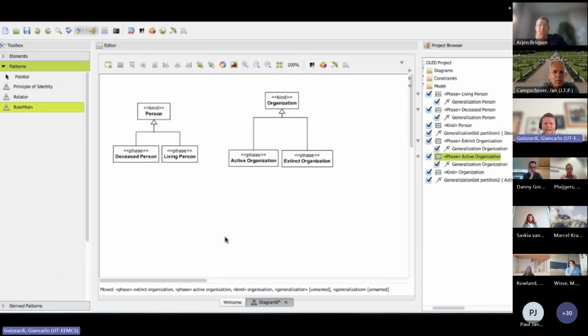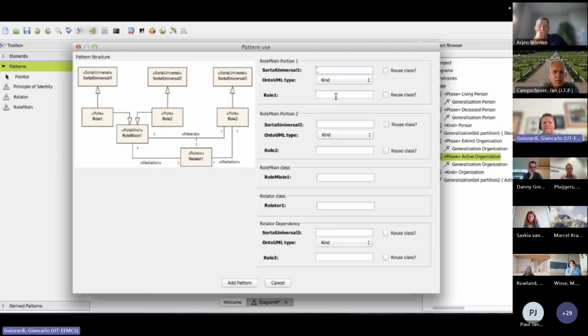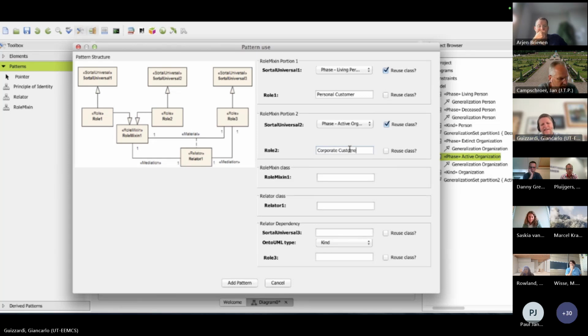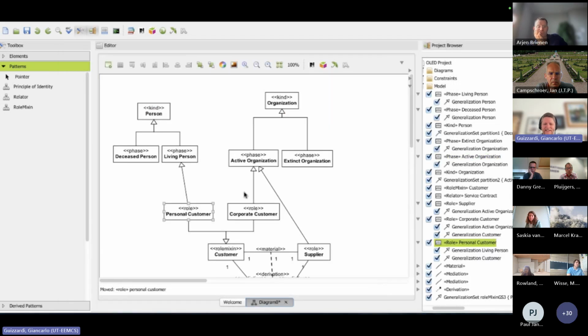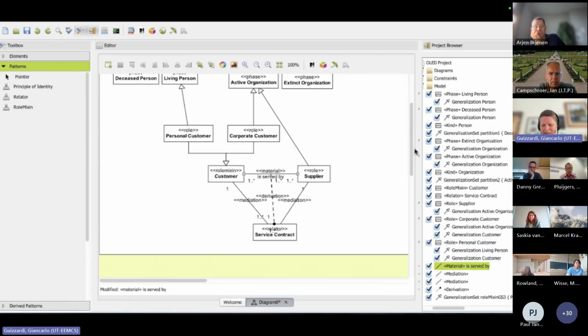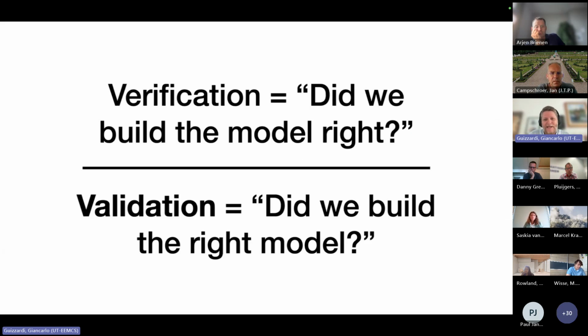And now for a more sophisticated pattern, you want to say that personal customer is a role played by living people. Corporate customer is a role played by active organizations. Customer is this role mixin that's a supertype of personal and corporate customer. The relator in this case is a service contract. And the supplier is a role played by active organization. So you instantiate the entire pattern here. This is a small model, but it's a model that many people would get wrong. We tested, actually, and many people would get this wrong. And it's a model that you instantiate with three patterns, just by instantiating these three patterns.